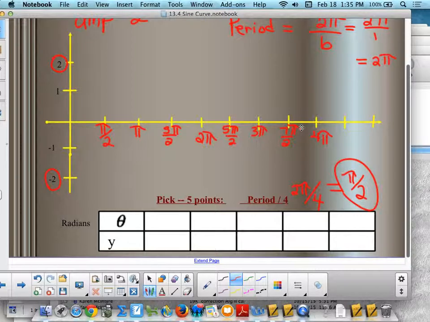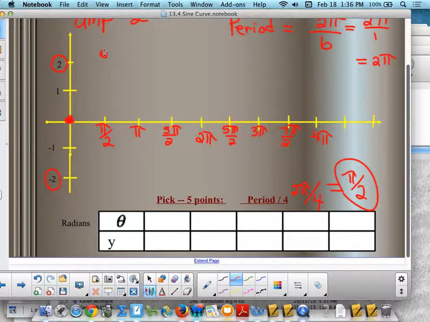Okay, ready? Sine starts where? 0. Put in 0 radians, get out what? 0. Guys, come on. You put in 0 radians, you get out 0. This is where we start. Now, you put in your first interval. Up to 2. You get your max.